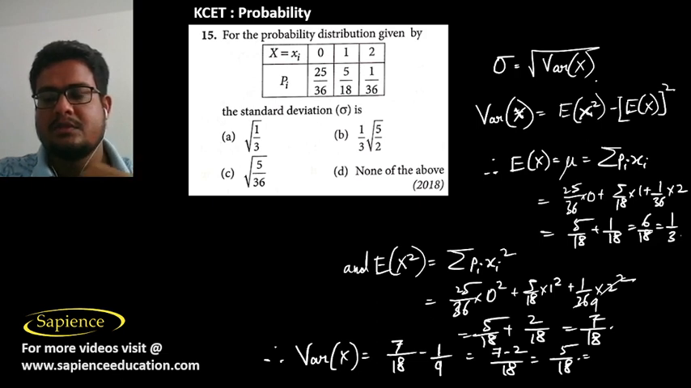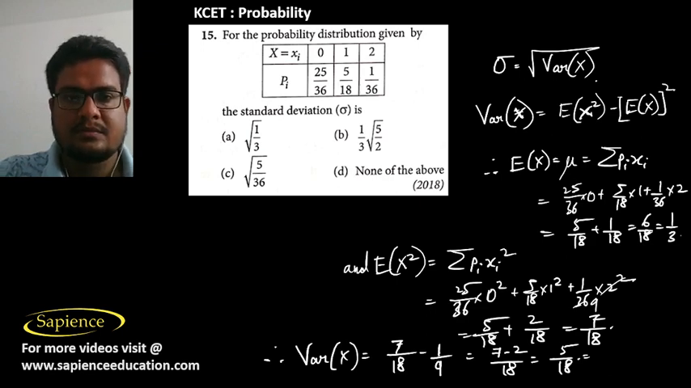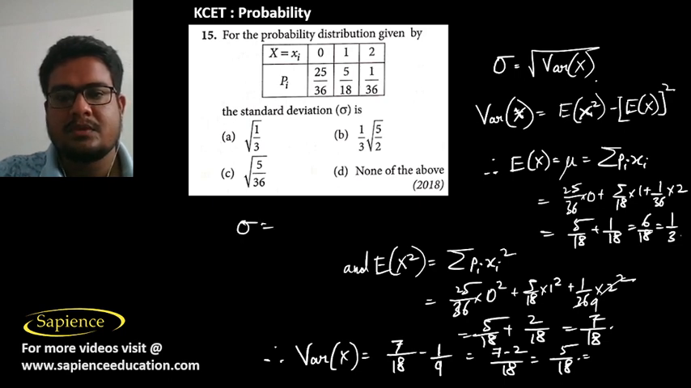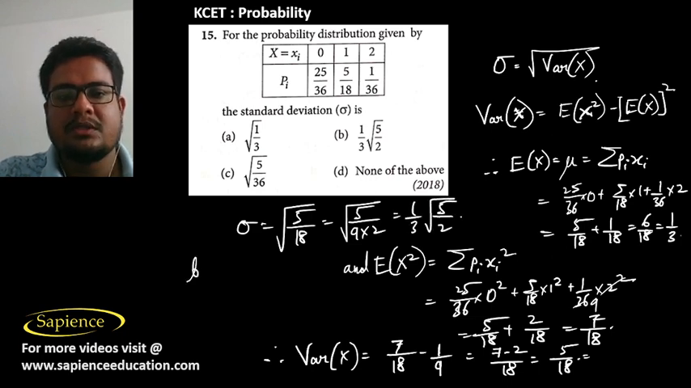Whole square, that is 1 by 9, so 2 by 18, so 5 by 18. So it means sigma will be equal to square root of 5 by 18. So that is equal to square root of 5 by 9 into 2. So that is equal to 1 by 3 root over 5 by 2. So option D is the correct answer.